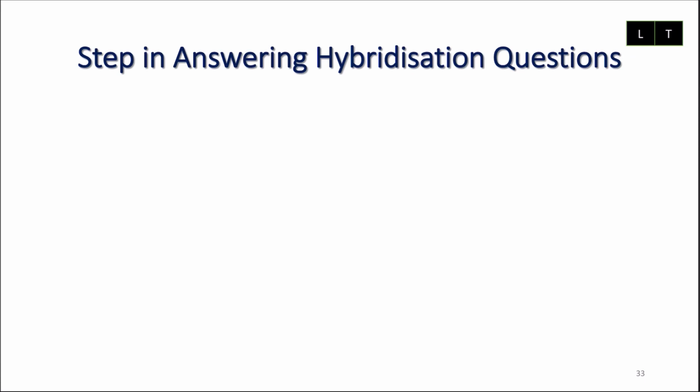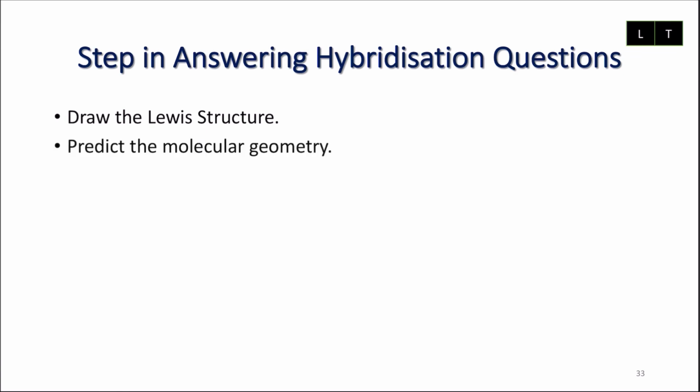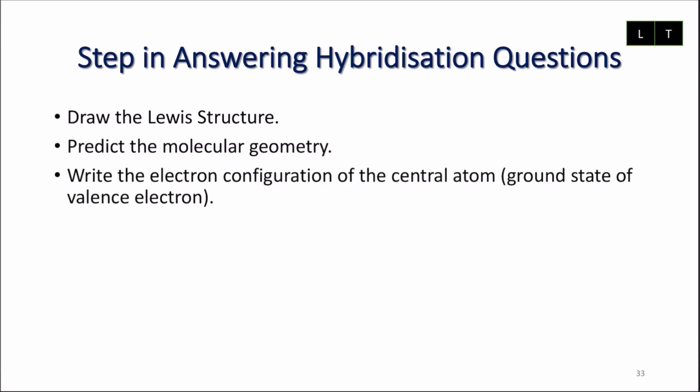The first one is we have to draw the Lewis structure no matter what. And the second one, you have to predict the molecular geometry. Write the electron configuration for the central atom because we are going to focus the hybridization for central atom only. This is where we are going to determine the ground state of the valence electron. This means that that atom doesn't donate or accept any electron. That's why it is a ground state.